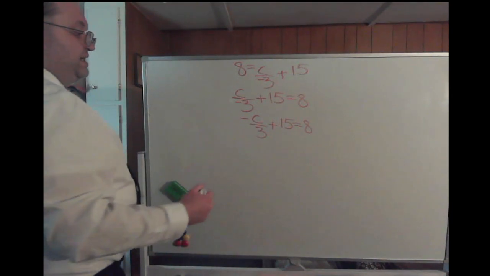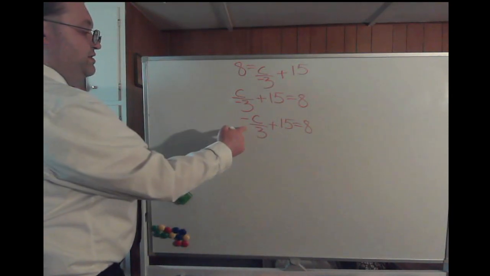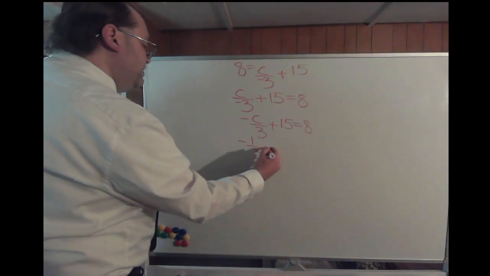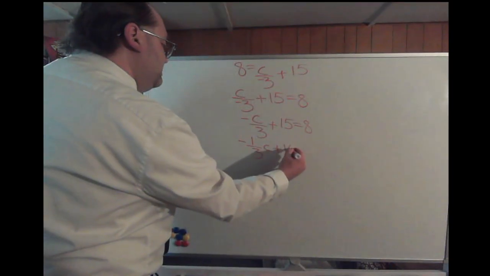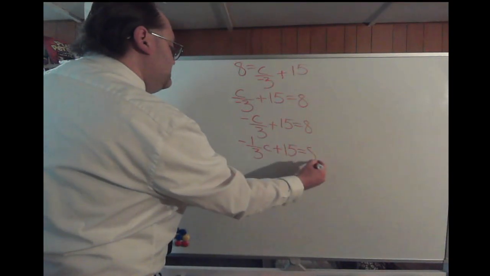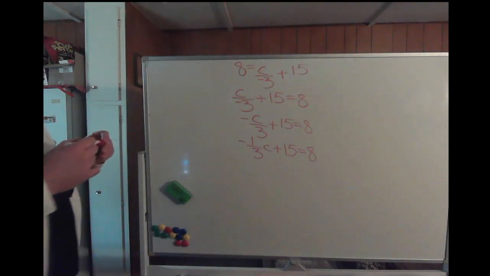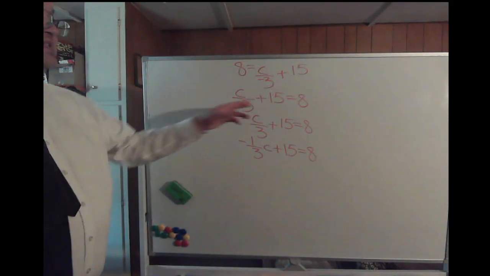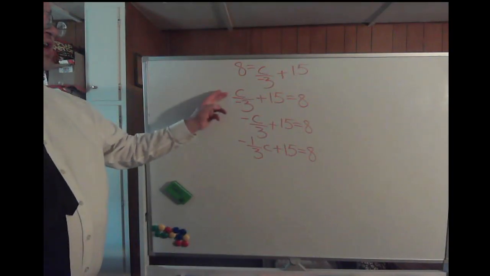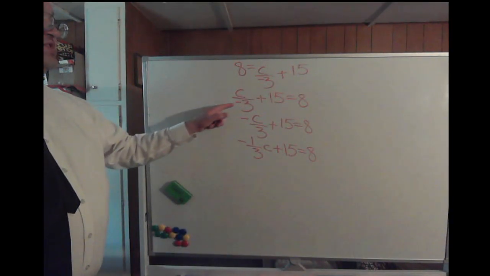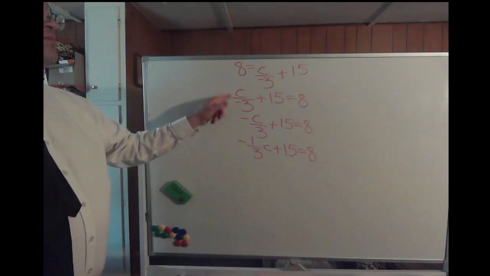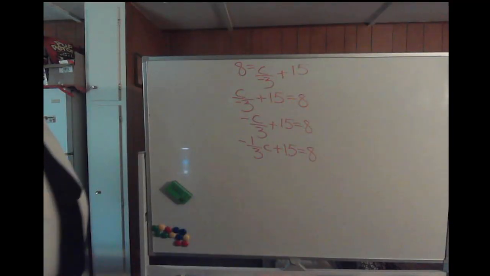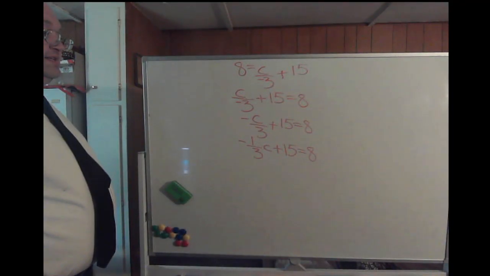Now we can use the fact that negative c over 3 is the same as negative 1/3 times c, plus 15 equals 8. So far I've just switched the equation around to make it the same equality, with the variable on the left-hand side. Then I took that negative sign from the denominator and moved it into the numerator. Because you can do that, you'll get the exact same result. Putting it in the numerator makes life a lot easier.